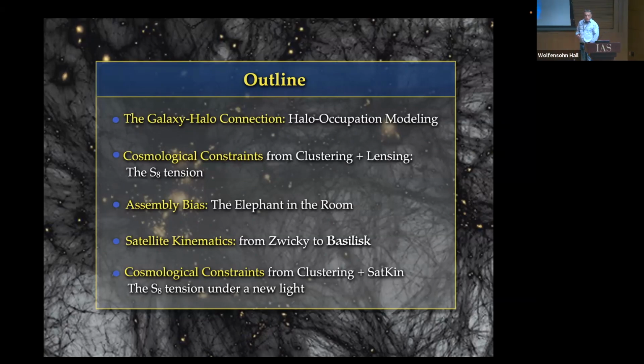And I'm going to introduce the elephant in the room in this business, and it's assembly bias, briefly talk about that, and then introduce an alternative method to address this issue, which is satellite kinematics, a very old technique, very little used. I'm going to talk about a new tool that we've developed called Basilisk that can analyze satellite kinematics. And I'm going to end by then applying clustering plus satellite kinematics in order to infer cosmological constraints to put this S8 tension in new light.